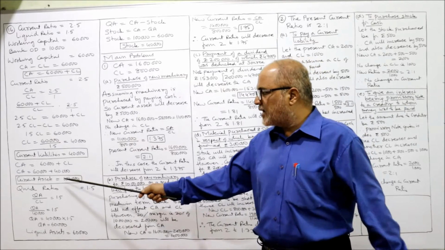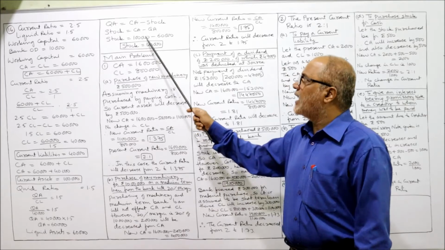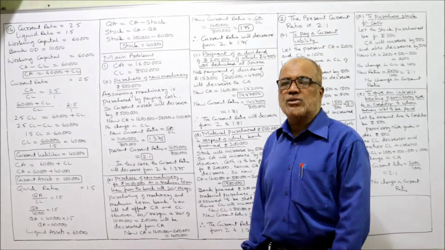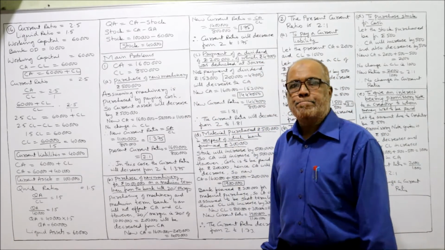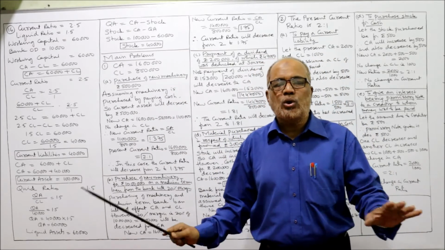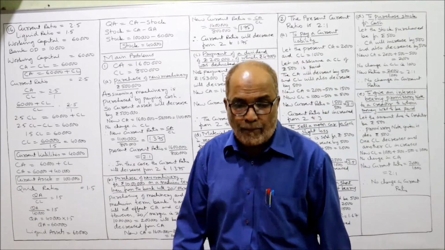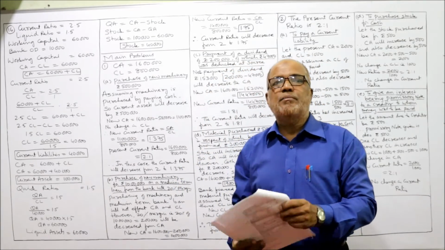So how much current asset I got? 1 lakh. How much quick asset? 60,000. So 1 lakh minus 60,000, 40,000 is the stock. That's all. So this is the end of problem number 16. And 16 is the total number of short problems I have completed. Now I am coming to the main problems. First main problem you see.